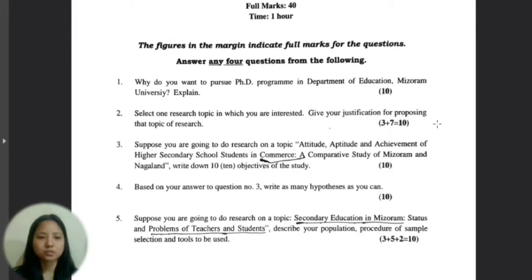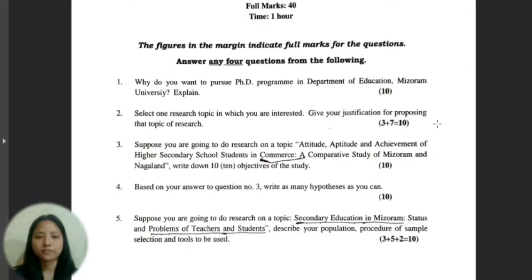So you can frame such kind of objectives. And the fourth question is, based on your answer to question number 3, write as many hypotheses as you can. So this question is also very simple. If your basics about the research methodology, the steps, the research problems, the research hypothesis are clear, then these questions will be very easy for you.